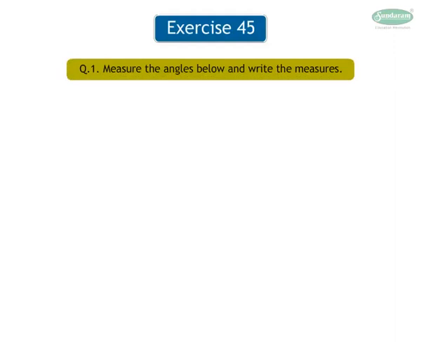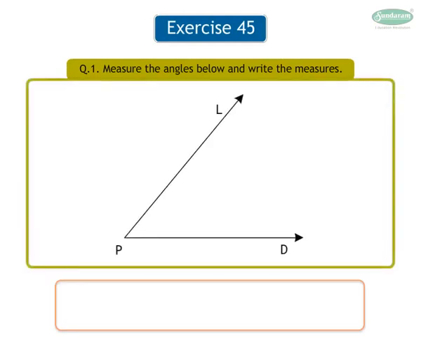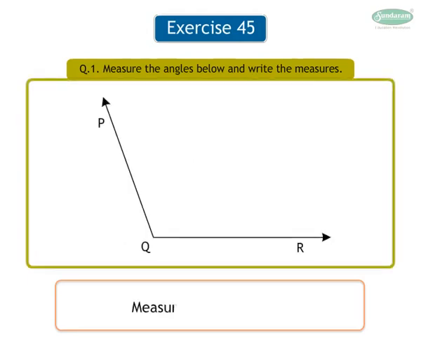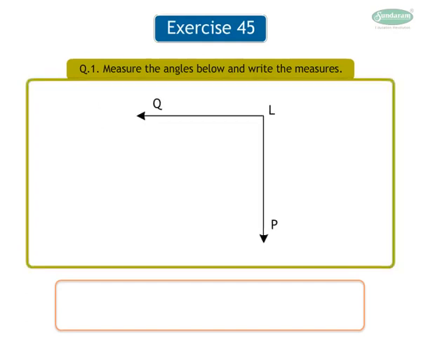Question 1. Measure the angles below and write the measures. Number 1. Measure of angle LPD is equal to 50 degrees. Number 2. Measure of angle PQR is equal to 110 degrees. Number 3. Measure of angle QLP is equal to 90 degrees.